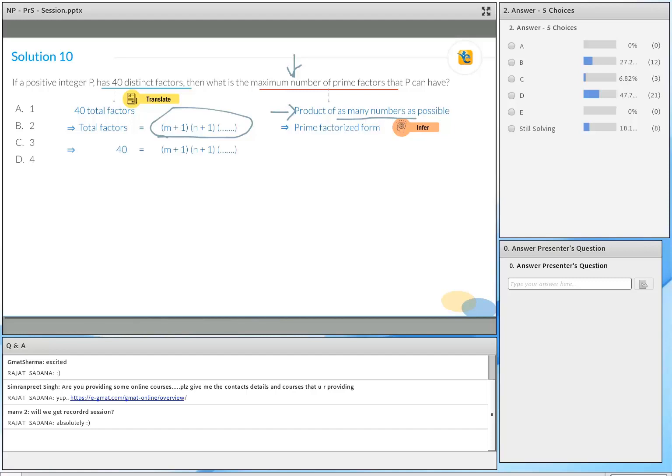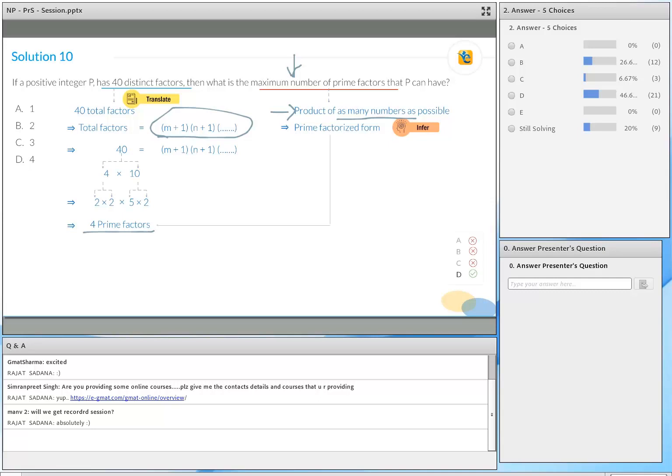Okay, which means that now 40, how can you express 40 in terms of a product of as many numbers as possible? You express it as 2 times 2 times 5 times 2, which means 4 prime factors. Okay, so again, this question requires you to have that solid understanding of the conceptual logic behind the total number of factors and then the translation bit. Okay, so it's a very involved inference that you have to draw, but this is something that you should be able to do. That's the level of confidence that you need to have in your conceptual understanding. Okay.